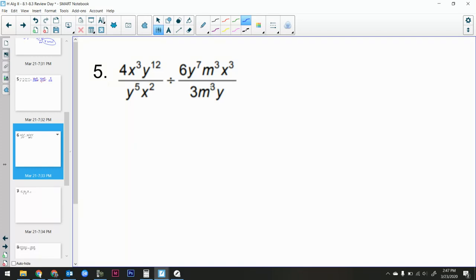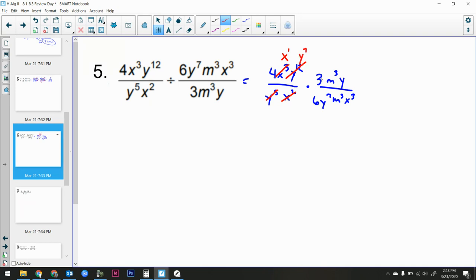All right. Okay, so keep, change, flip. 4x to the 3rd, y to the 12th, over y to the 5th, x to the 2nd, times 3m to the 3rd, y, over 6y to the 7th, m to the 3rd, x to the 3rd. All right, so I know a lot of you like to just multiply straight across on top and bottom and then cancel out. I like to cancel out beforehand. Like here, I know I'm going to take the x's and cancel out just to be an x to the 1st. I'm going to take the y's here to cancel them out to be a y to the 7th here.